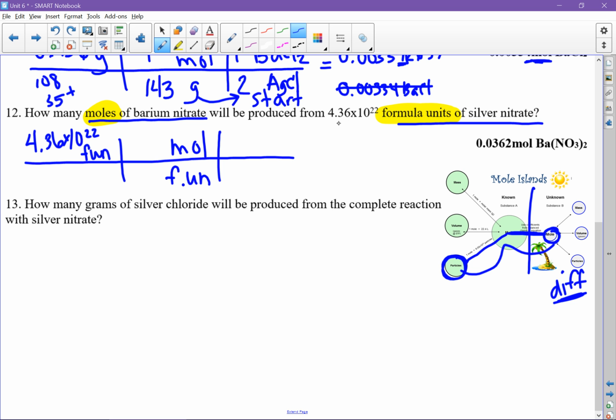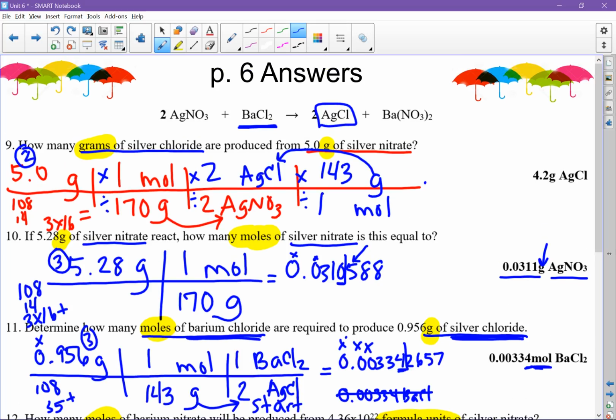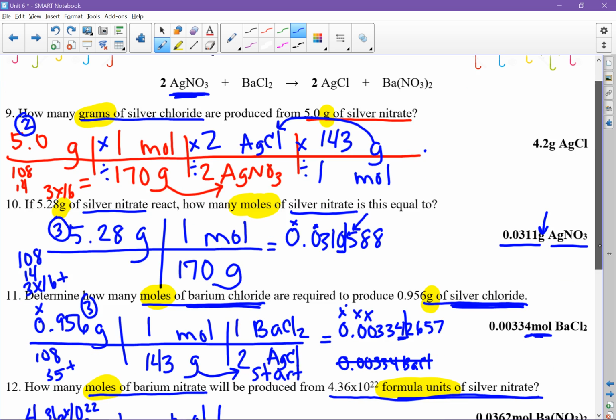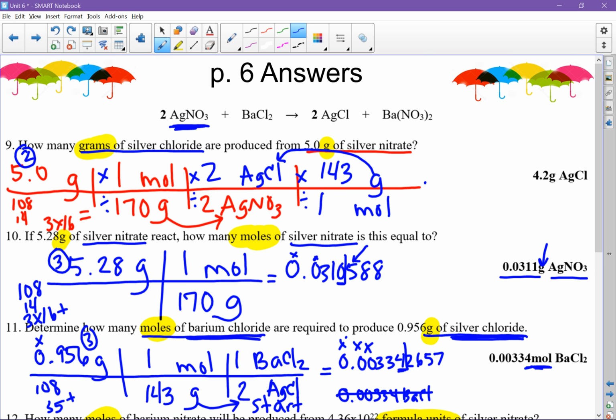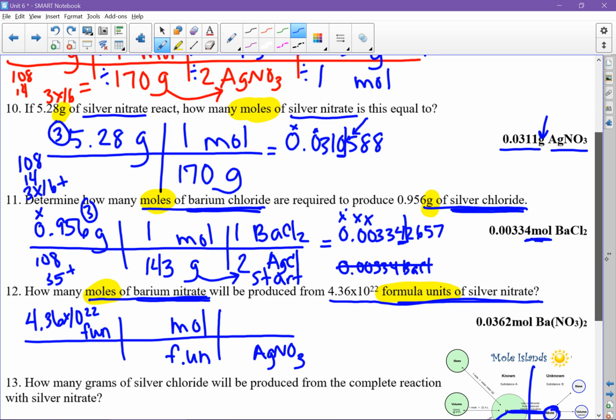The chemical that I started with, the one that was attached to the number, is silver nitrate. If I go back to my reaction and I look for silver nitrate, you don't have to guess at the formula. It's there for you right there. It's AgNO3. The chemical that I want to switch it to is barium nitrate. Again, you don't have to guess. Go up and find barium nitrate. That's this one. It has barium and nitrate in it.